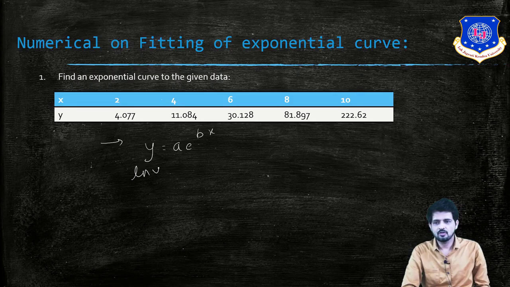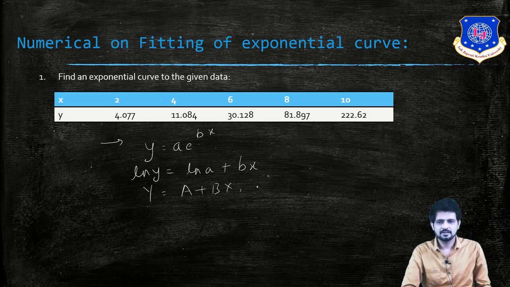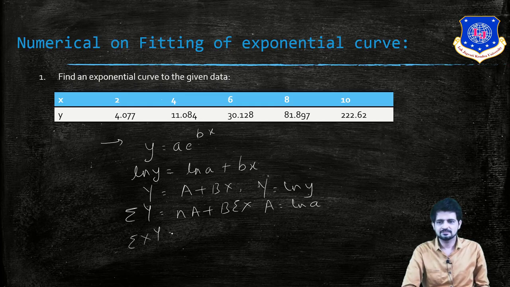Okay, applying log on both sides. See, I am writing the steps directly. I can write ln y is equal to ln a plus bx. So taking this, capital Y is equal to capital A plus bx, where capital Y is equal to ln small y and capital A is equal to ln small a. The normal equations will be sigma Y is equal to nA plus b sigma x, and sigma xY is equal to A sigma x plus b sigma x square.